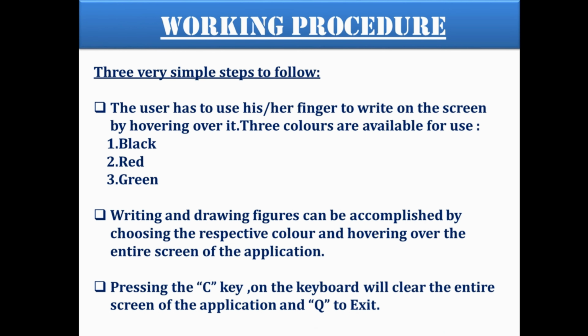So our project implements three very simple steps to follow. Number 1. We have implemented three colors, black, red and green, which can be accessed by just hovering over the boxes on the top of your screen. Next, we have implemented a clear screen which can be accessed by just pressing the C button on your keyboard, and to quit the application you can press the Q button as well.